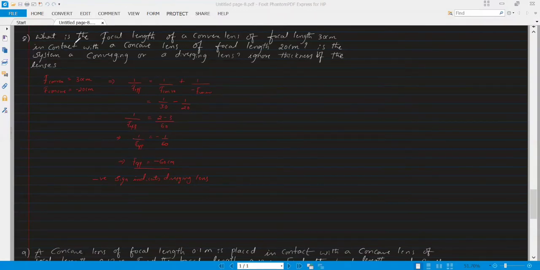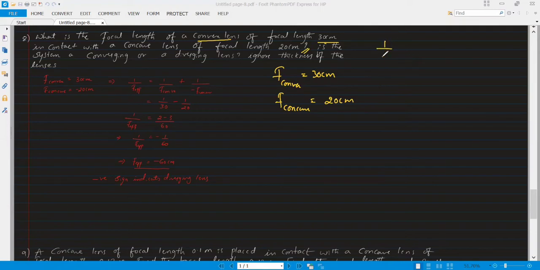Let us go for another problem, that is: what is the focal length of the combination of a convex lens? There is a convex lens of focal length 30 centimeter, in contact with a concave lens. That means there is another lens which is concave in nature, which is going to have the focal length of 20 centimeter. Let us first find out the focal length of this combination of the two.